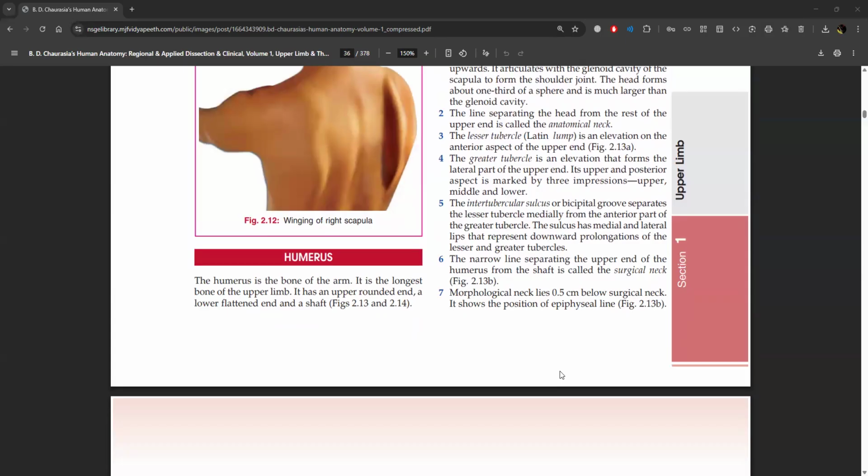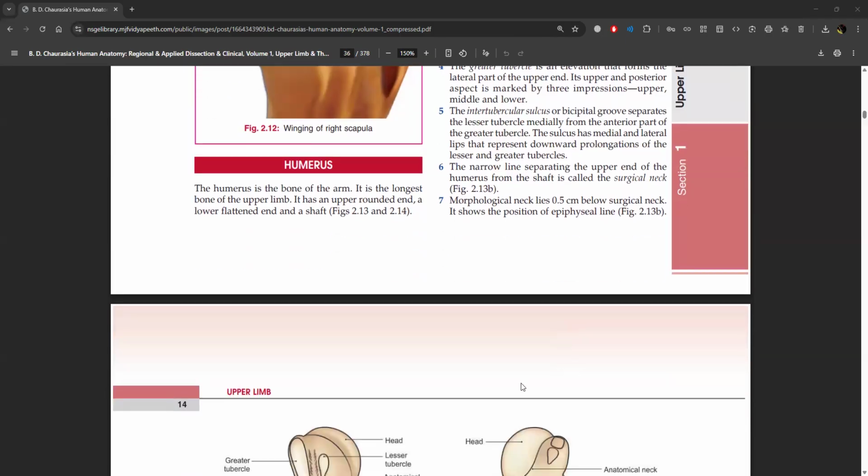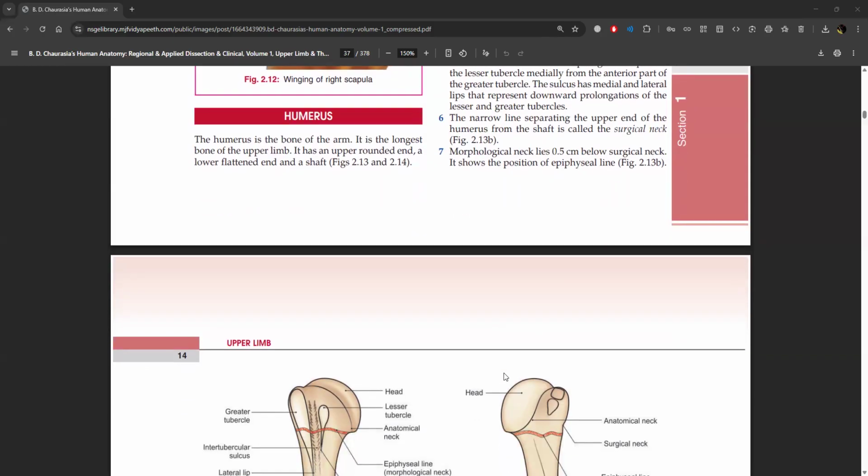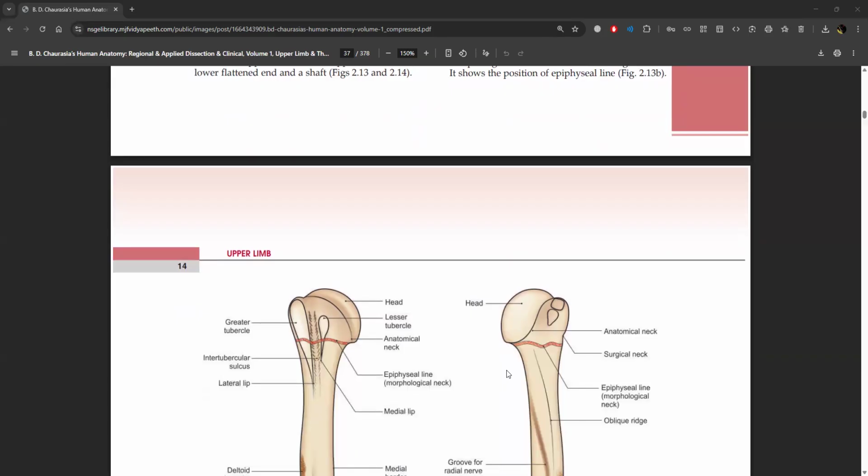The narrow line separating the upper end of the humerus from the shaft is called the surgical neck. Number 7. Morphological neck lies 0.5 centimeter below surgical neck. It shows the position of epiphyseal line, figure 2.13b.